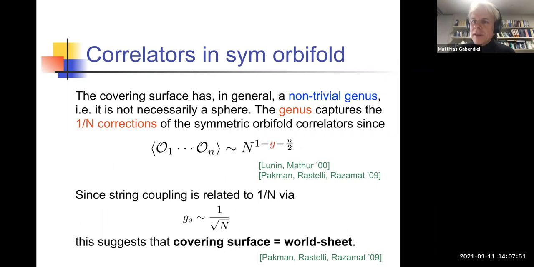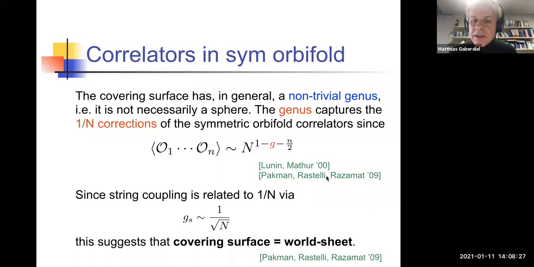Now, here I've discussed the situation where the covering surface is a sphere. In general, the covering surface may have higher genus. And if you analyze the 1 over n behavior of the correlation function of the symmetric orbifold, what you see is that the 1 over n behavior is, at least to leading order in 1 over n, captured by the genus of the covering surface that contributes to this correlator. This is an observation that was, I think, already made by Lunin and Mathur, and then brought to prominence by Pakman, Rastelli, and Razamat.